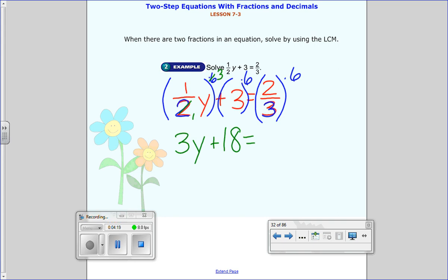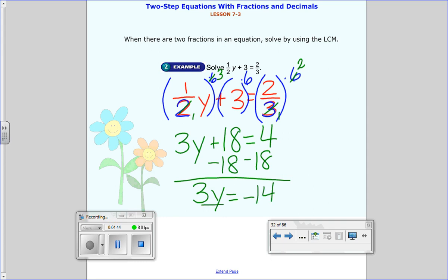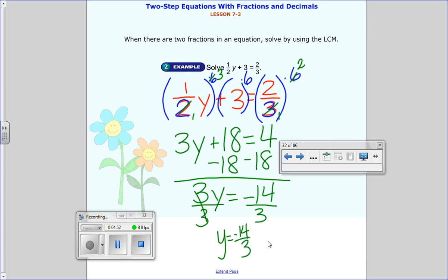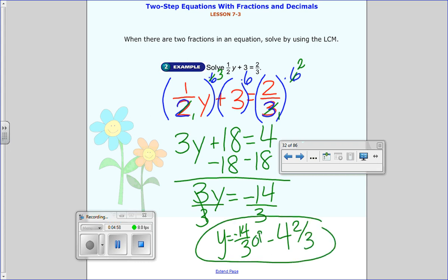And I have equals, another fraction, so I take a look, 2/3 times 6. Well, let's see, 3 goes into both of those. So I'm left with really 2 times 2, which is 4. Now I have really a problem that we were dealing with before. I have a nice, easy two-step problem. I subtract 18, and I'm left with 3y is equal to -14, divide by 3, and y is -14/3, or -4 2/3. Either one of those would work.